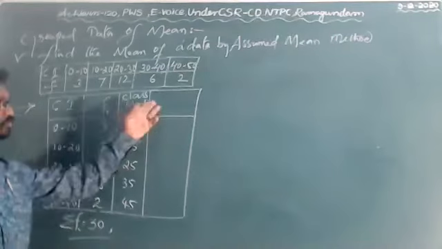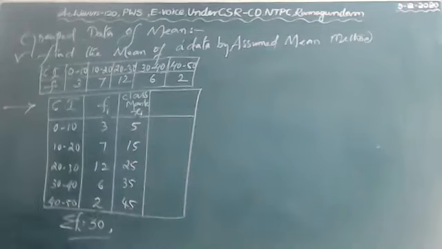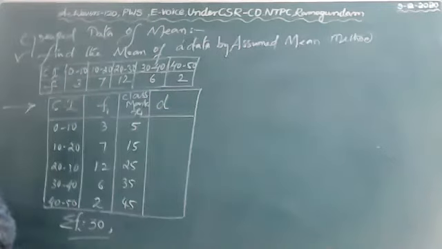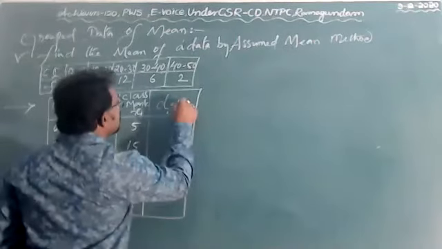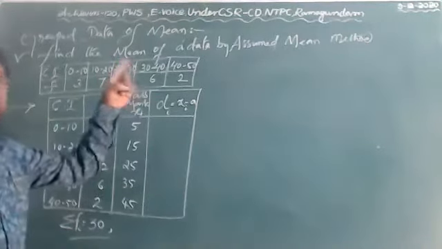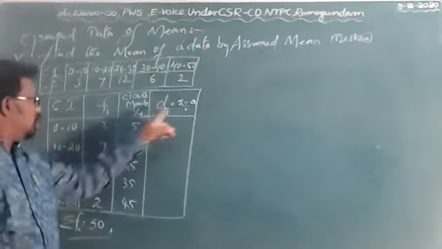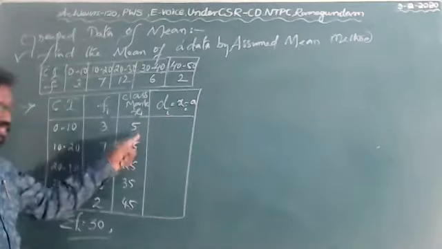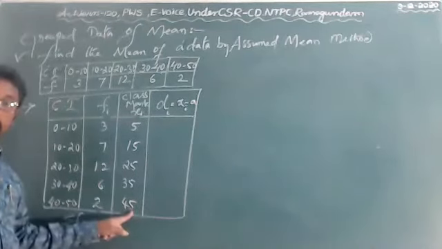In the previous method we took f into x. Here you will get d, that is, d is nothing but deviation. Deviation is one part of the assumed mean method. D is nothing but we have a formula: x minus a. A is nothing but the assumed mean. In this row, 25 is called x. If you want to find this row, x becomes 45.